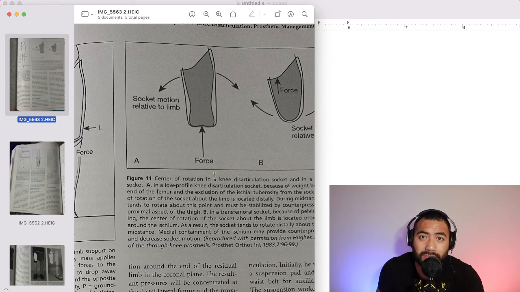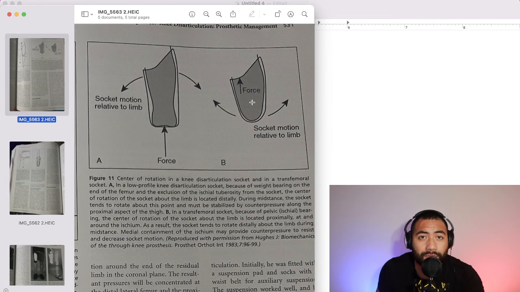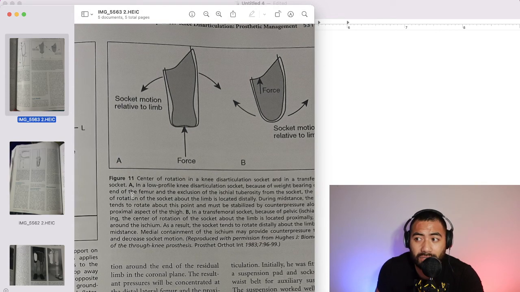Force is now just distal of the limb. And then if we were to have ischial containment, ischial seat, it would actually be transfemoral, which would be over here, TF, and the force would be distributed here on the ischium instead of right there distally to the limb. So we have a lot of advantages of it. That means that we don't technically have to have an ischial seat.